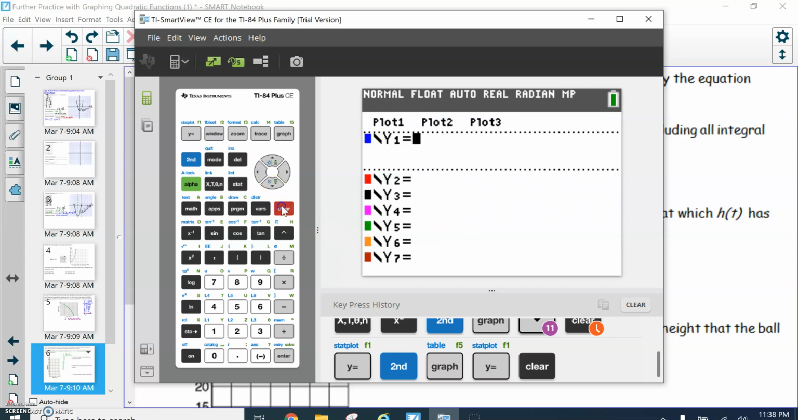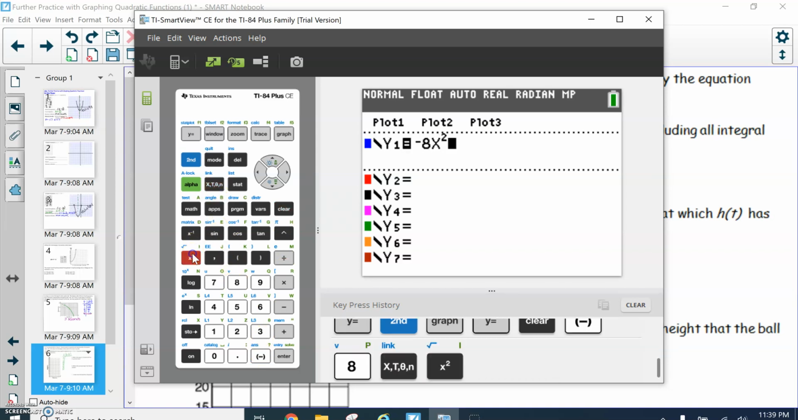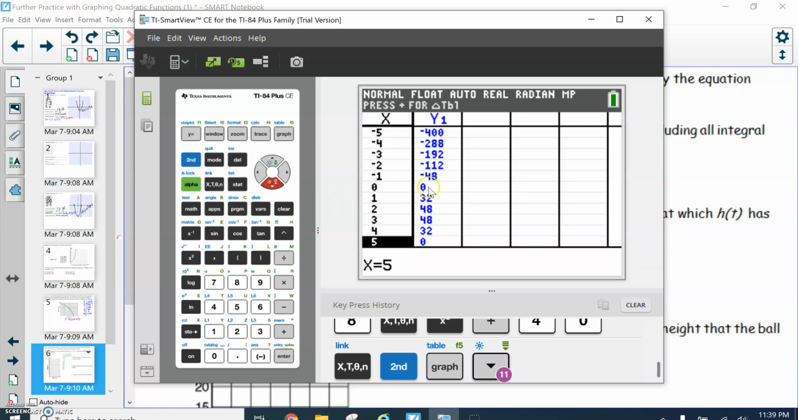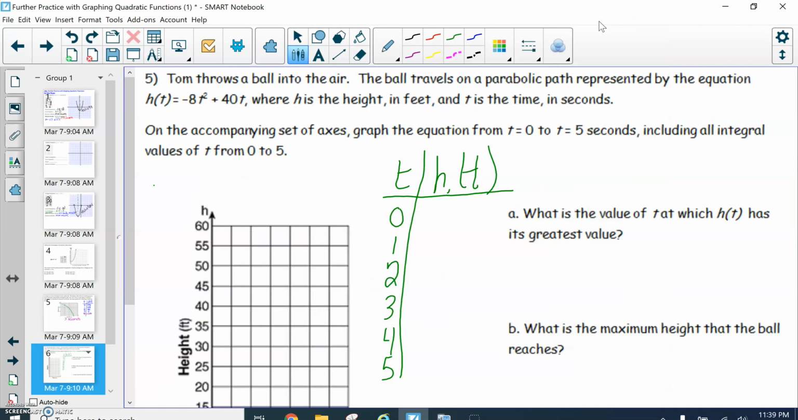So we're going to go to y equals, and we're going to type in our equation, which was negative 8x squared plus 40x. Okay, so we hit second graph, and we want to get the values from 0 to 5. Okay, so these are the values we're going to copy right onto our paper. So we got 0, 32, 48, 48, 32, and 0.